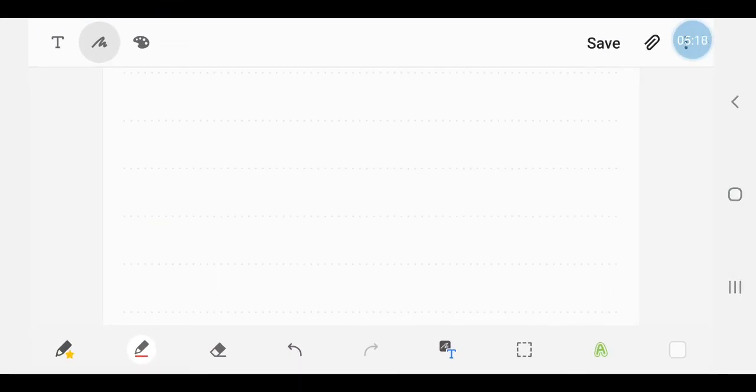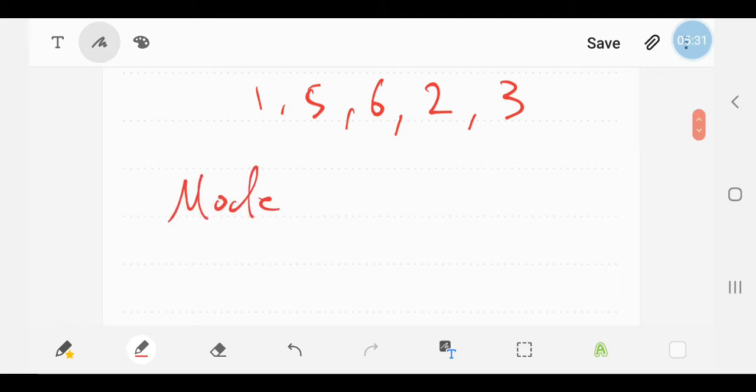Let's just say you had a set of data like this. 1, 5, 6, 2, and 3. What does the mode equal? Well, if we look at that set of values, every single value in that set of values appears once. So we have 2 options. We can say that there is no mode, or we can say that every number is the mode.